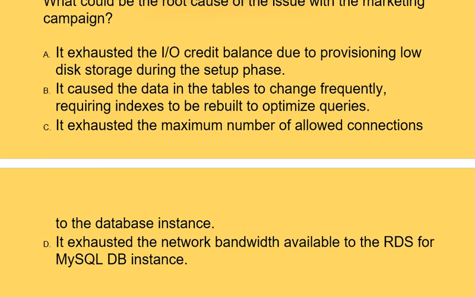Option A. It exhausted the I/O credit balance due to provisioning low disk storage during the setup phase. Option B. It caused the data in the tables to change frequently, requiring indexes to be rebuilt to optimize queries. Option C. It exhausted the maximum number of allowed connections to the database instance. Option D. It exhausted the network bandwidth available to the RDS for MySQL DB instance.